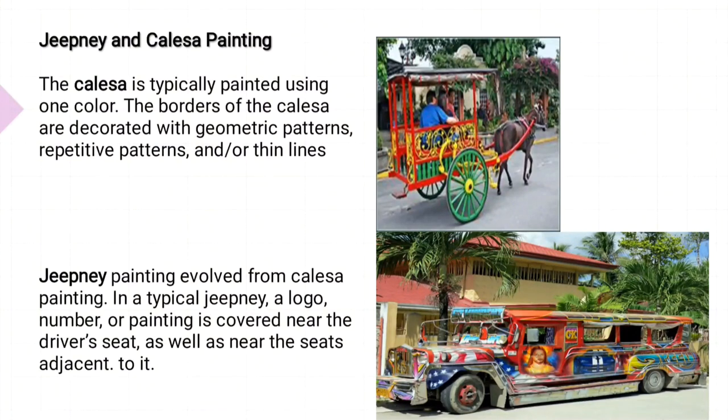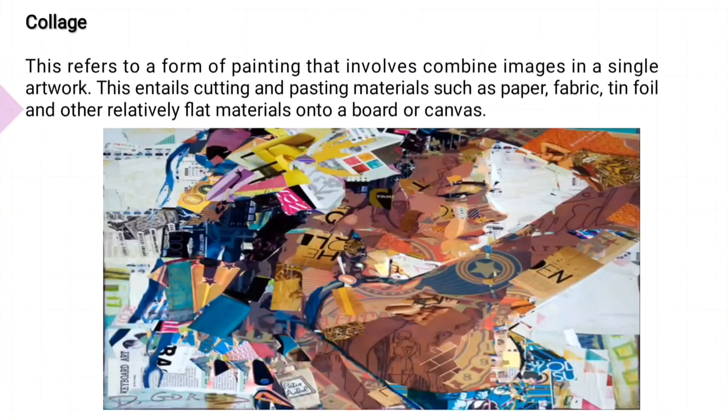Jeepney painting evolved from Kalesa painting. In a typical jeepney, a logo, number, or painting is covered near the driver's seat, as well as near the seats adjacent to it. Collage. This refers to a form of painting that involves combined images in a single artwork. This entails cutting and pasting materials such as paper, fabric, tin foil, and other relatively flat materials onto a board or canvas.